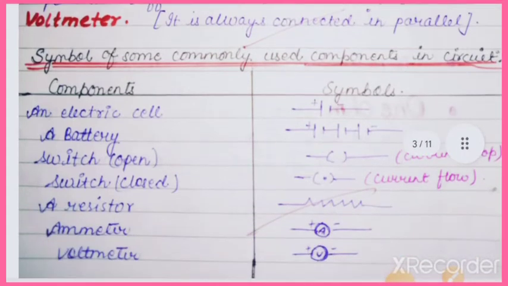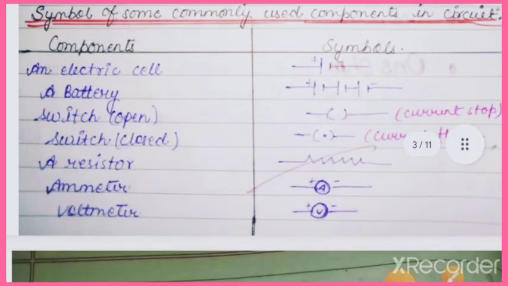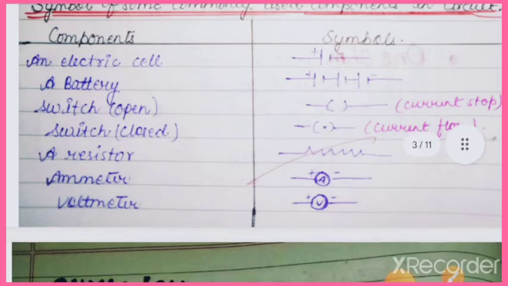So here are some symbols of commonly used components in our circuit to flow the current. An electric cell is represented like this, so you can just see this.